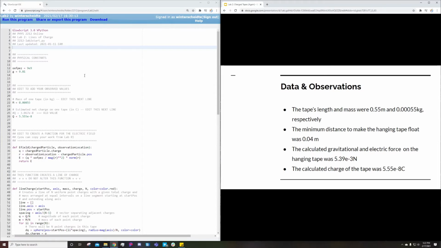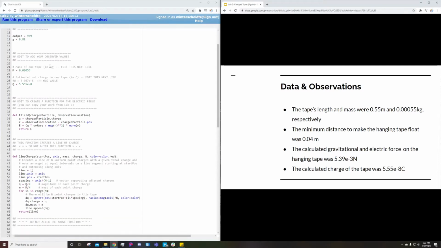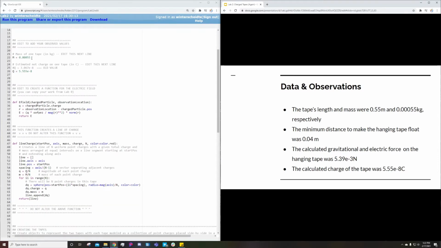As you can see, that's on the left hand side of the screen. I'll just walk through it for a second. So these are some physical constants. Here's the mass, here's the original charge found in the previous lab, and here is the new charge which was found using guess and check.